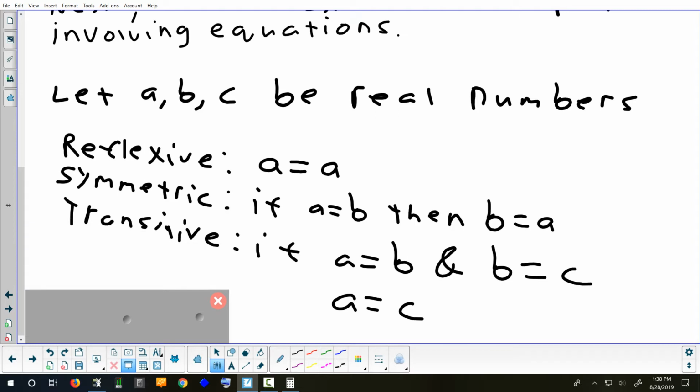So reflexive, I kind of think of as a reflection, right? When you have a reflection, you see the same thing back. So same thing on each side. So you're close. Symmetric is like if you write x equals 4, 4 equals x. Same thing, right? And then transitive, that property can be used all over the place. Like with parallel lines, if A is parallel to B and B is parallel to C, then A is parallel to C. I'm just showing you it with an equation.